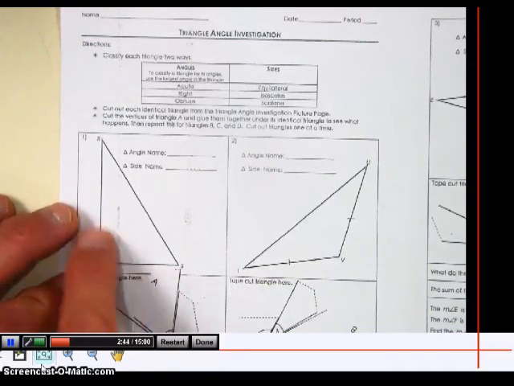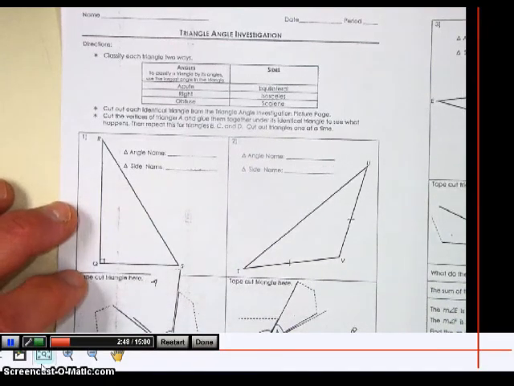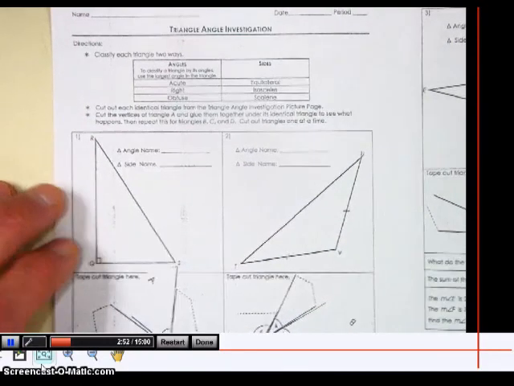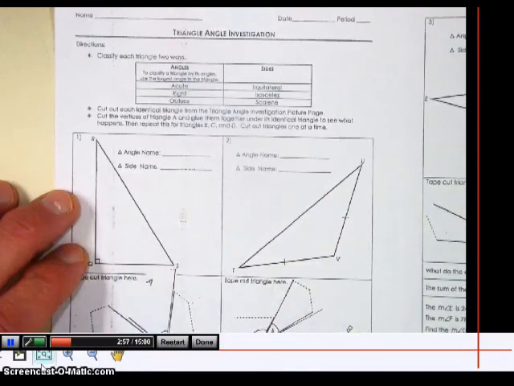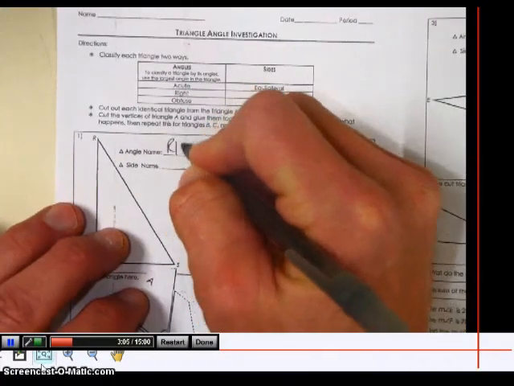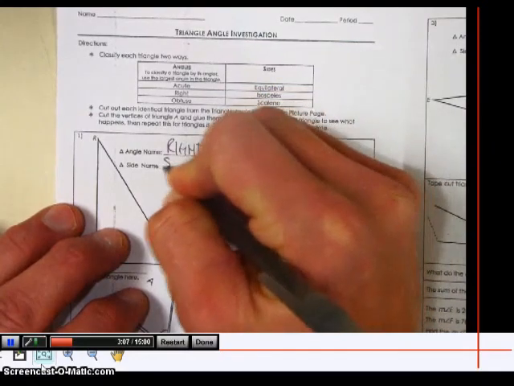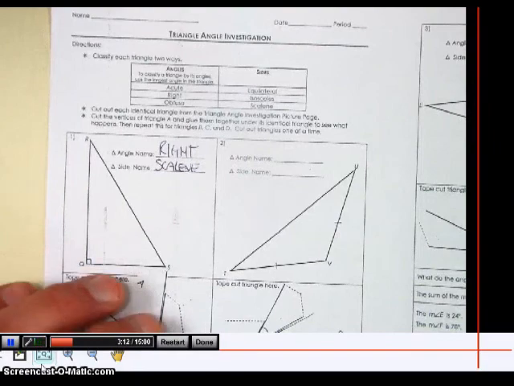Now, can you tell what the side name of this triangle is? Does it have any of those little tick marks on it? So nothing is congruent, nothing is the same, so this is a scalene triangle. So it is a right scalene triangle. Okay?